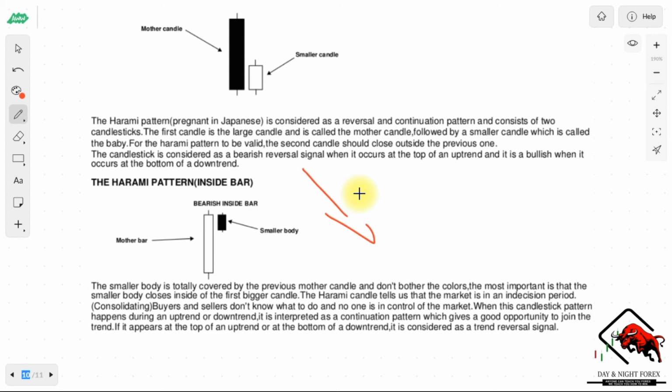So the harami candle tells us that the market is in an indecision period. This is also called consolidating. Buyers and sellers don't know what to do, and no one is in control of the market. So when this candlestick pattern happens during an uptrend or downtrend, it is interpreted as a continuation pattern, which gives a good opportunity to join the trend.